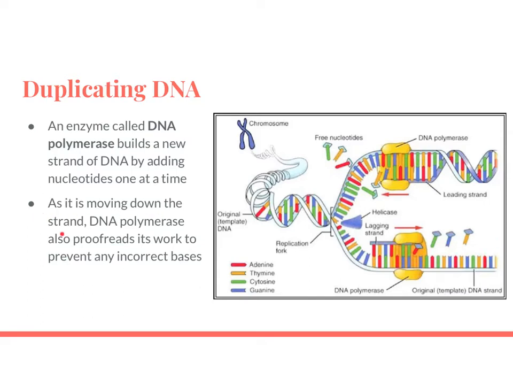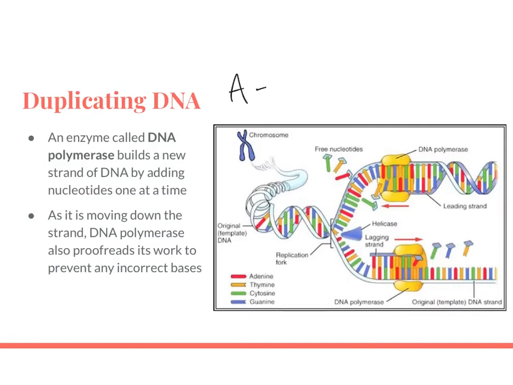So as it's moving down the strand, the DNA polymerase also is going to proofread its work and prevent any incorrect bases. So it's always going to make sure that A goes to T, G goes to C. Oops, that's G and C. So then what happens is if it sees any mistakes, it goes back and it corrects that so we don't have any mutations or anything like that.